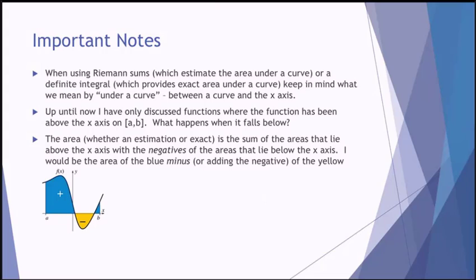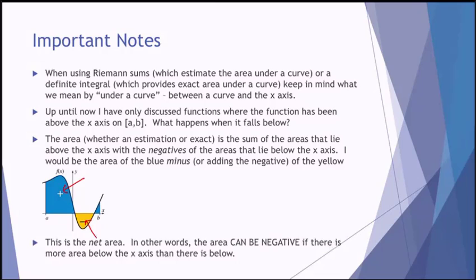If it helps, think of it as the blue areas would have heights that are positive because their function values are positive, whereas the rectangles in the yellow area would have negative heights because their function values are negative. It's not technically the height that's negative, it's the position, but it would result in a negative area.